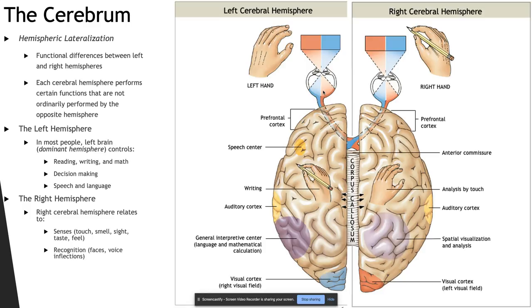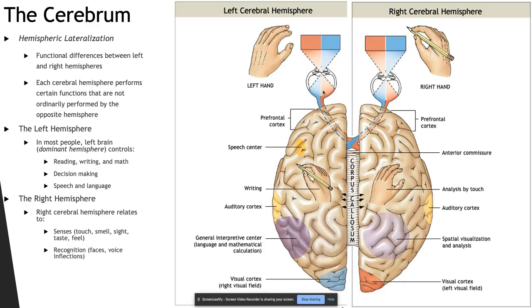In addition, the premotor cortex involved with the control of hand movements is larger on the left side for right-handed individuals than for left-handed ones. The left hemisphere is also important in performing analytical tasks such as mathematical calculations and logical decision-making. And for these reasons, the left cerebral hemisphere has been called the dominant hemisphere.